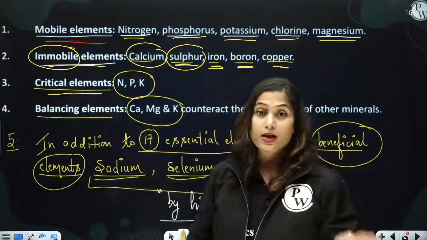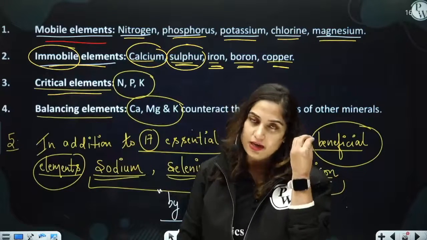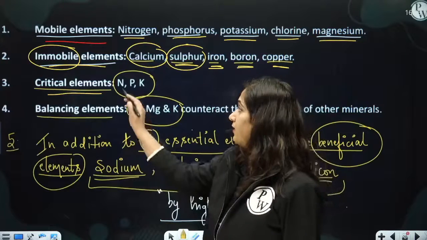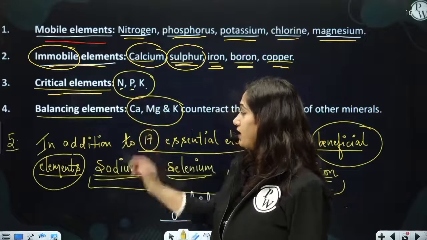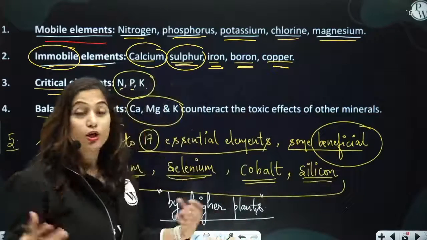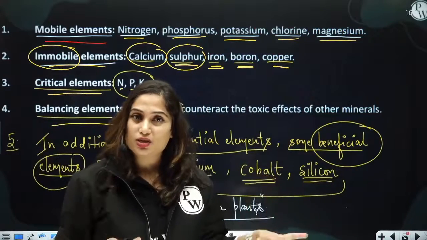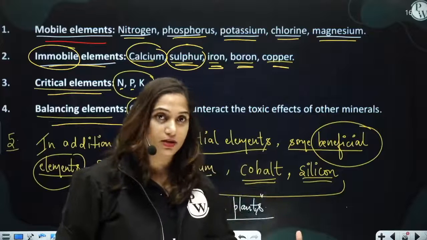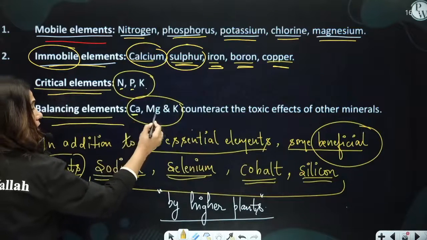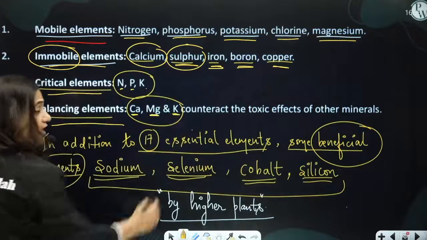Critical elements are those elements which are very important for plants. Plants cannot do without them, and they are nitrogen, phosphorus, potassium. Balancing elements are those elements which neutralize the toxic effect of other elements. These are the balancing elements, and they are calcium, magnesium, and potassium.